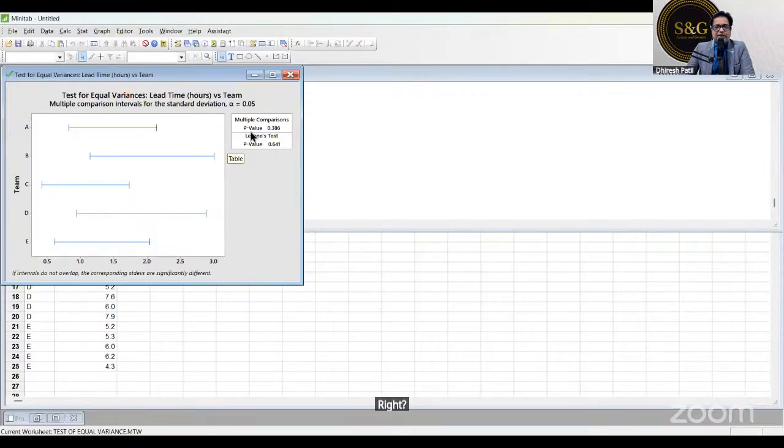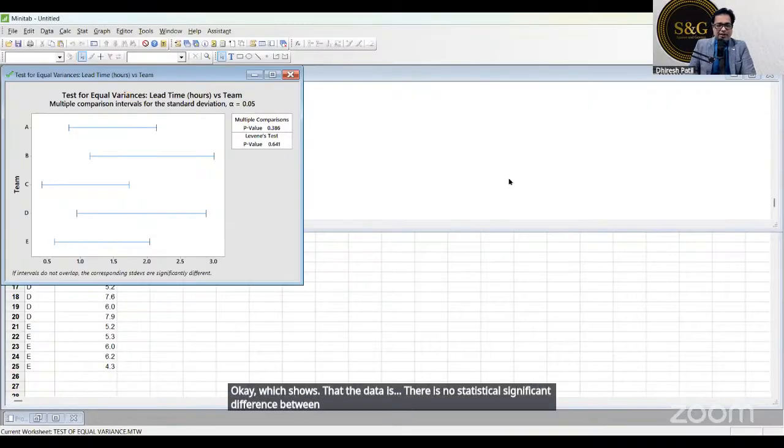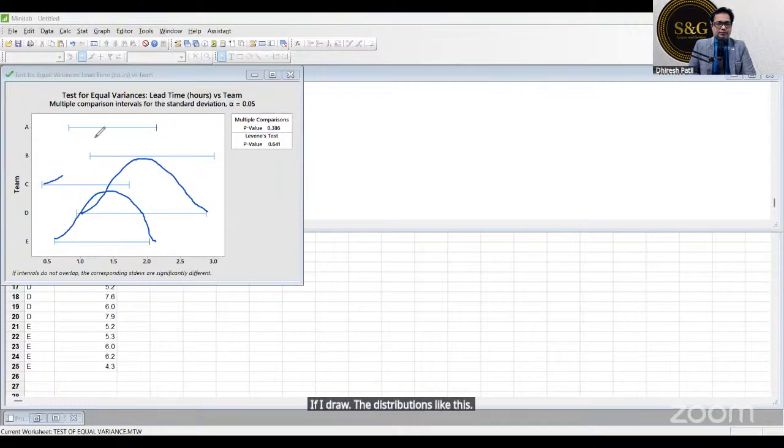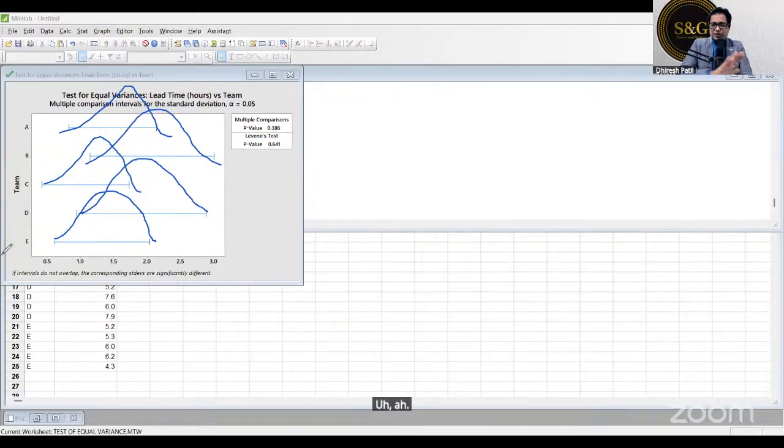Right, so here we can see the p-value is 0.386, which shows that there is no statistically significant difference between these two. You can see the data is very much overlapping with each other. If I draw the distributions like this, there is very much overlapping, and there is not a single variance which goes out.